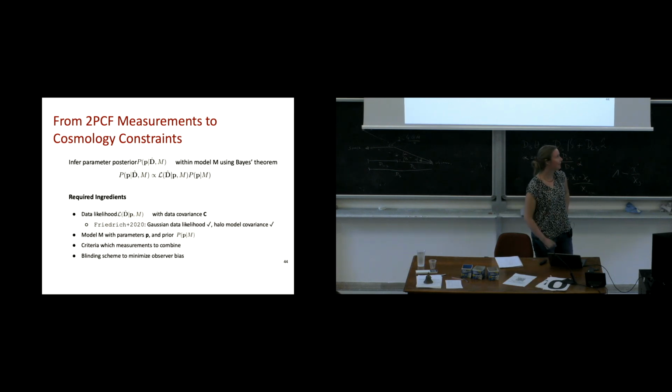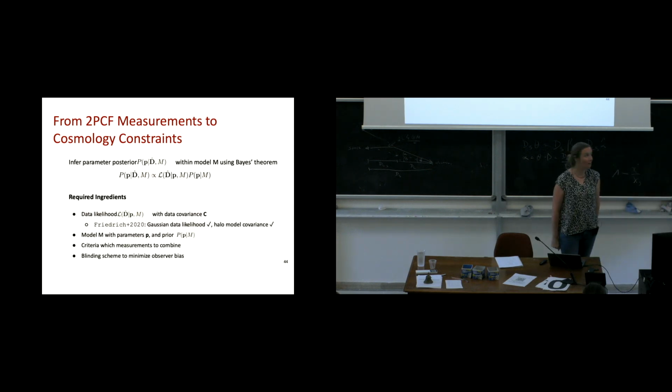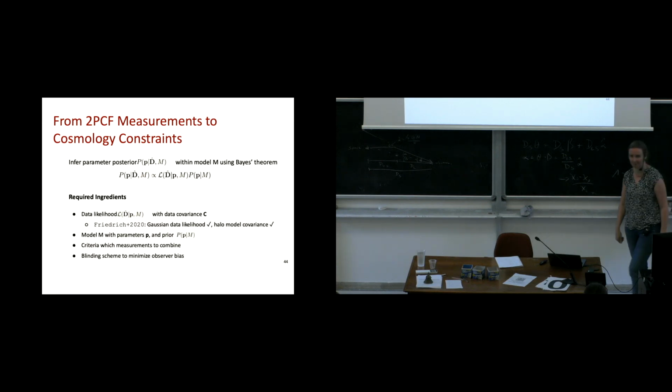And then, of course, we do Bayesian inference, as we discussed yesterday. We need our likelihood with a covariance. And there is a beautiful paper by the covariance subteam checking that the Gaussian data likelihood is sufficient and that the halo model covariance is also sufficient for our application. Then we need a model and parameters and priors. We need criteria for which measurements to combine. And we agreed on a blinding scheme to minimize observer bias.